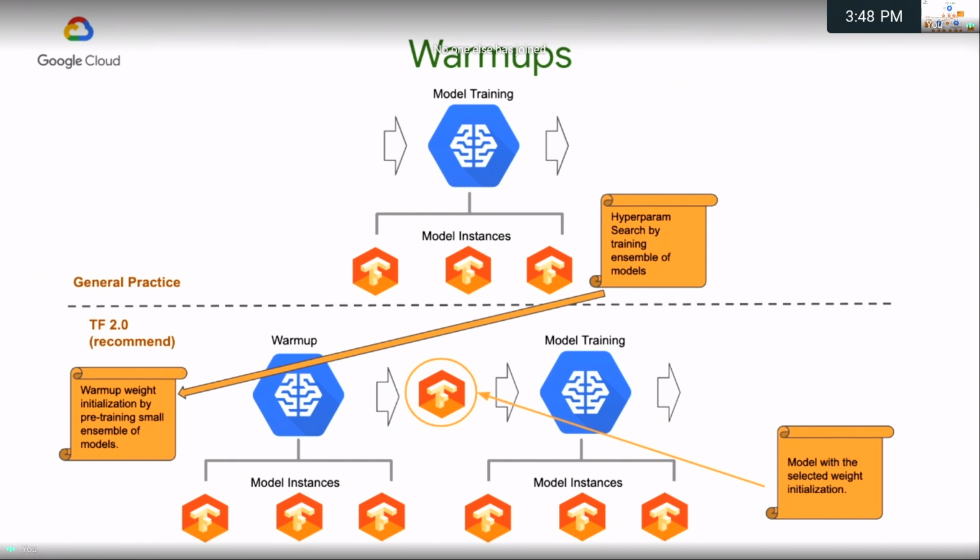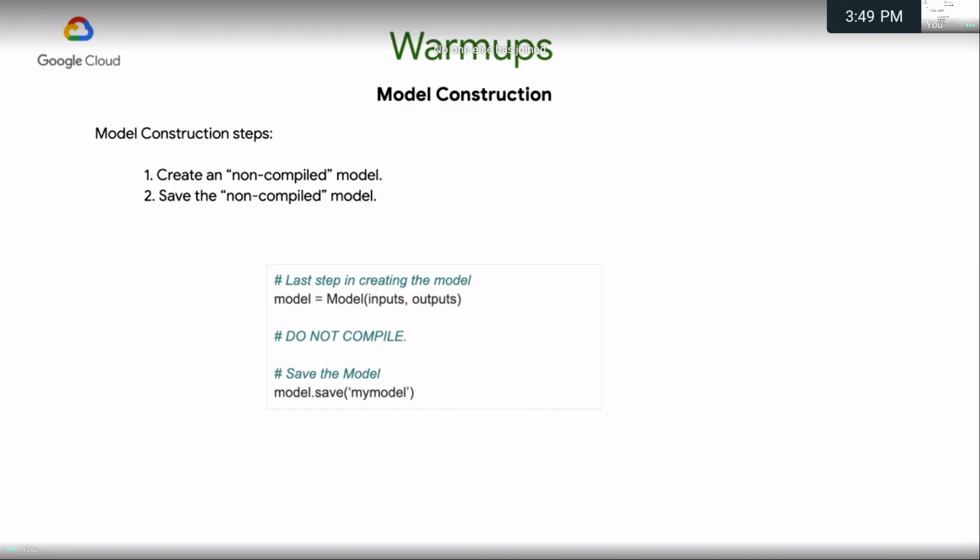That was the general practice, and now the general practice is to not start with just some arbitrary initialization, but to use the warm-up phase to find the best initialization, use that model, and then move into your next step. So here's how I would do it by hand. I've created some model here. It's not compiled, and I'm going to save it. And remember, I don't care what default weights are in this model, because I'm not going to use them.